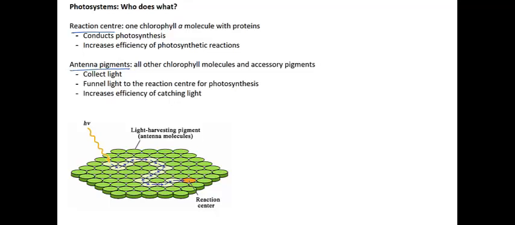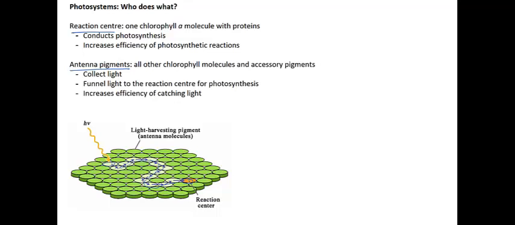These antenna pigments work kind of like solar cells in a solar panel to collect light, and then funnel the light to the reaction center for the photosynthesis reaction, as you can see in this diagram. So all of these different pigments are channeling the energy towards the reaction center over here for photosynthesis to occur.